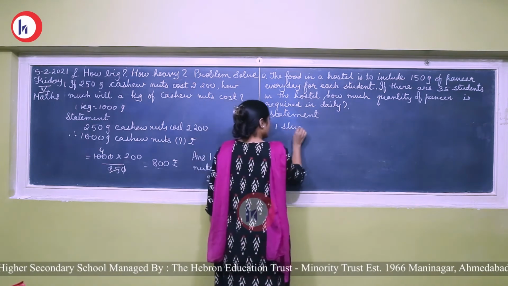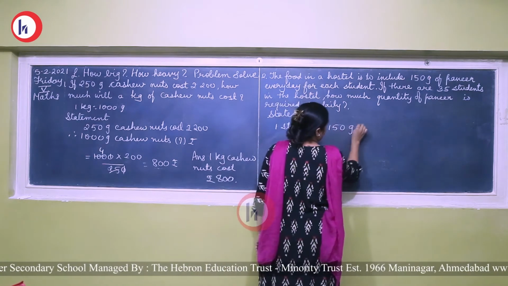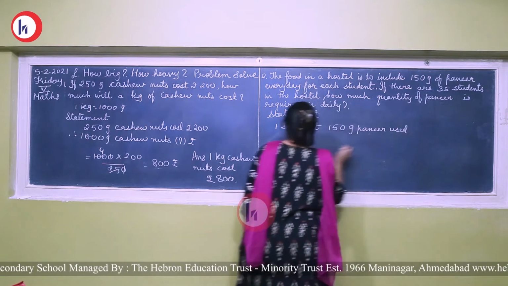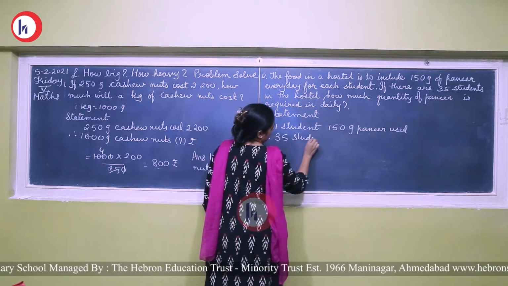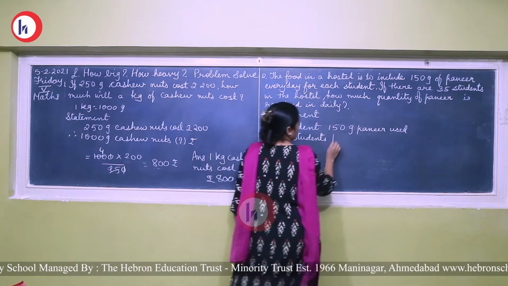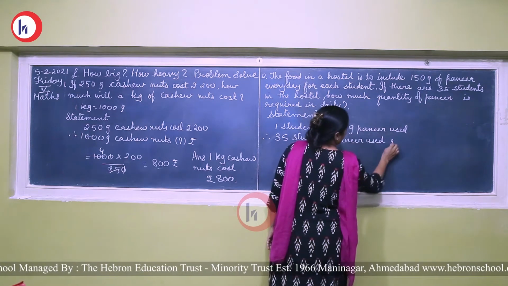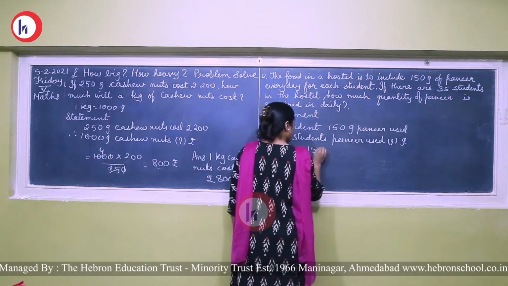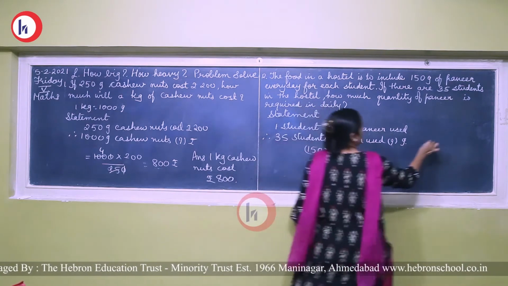One student, 150 gram paneer. So 35 students, paneer used question mark gram. So 150 multiplied by 35 gram.